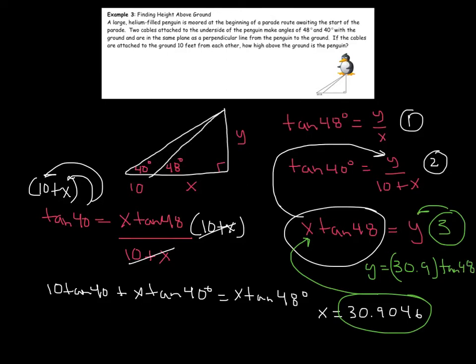So the final answer for y is going to be 34.323. And that is the answer to the penguin problem.